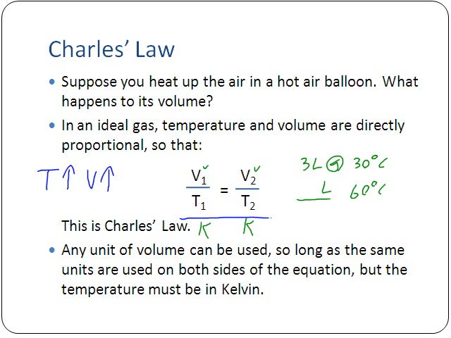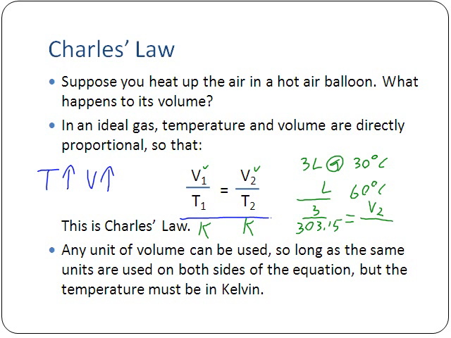What we're going to have to do here is we say the original volume, V1, is 3 divided by the original temperature. We cannot use 30 degrees Celsius. We're going to have to convert it to Kelvin. To convert it to Kelvin, we add 273.15, so we get 303.15.